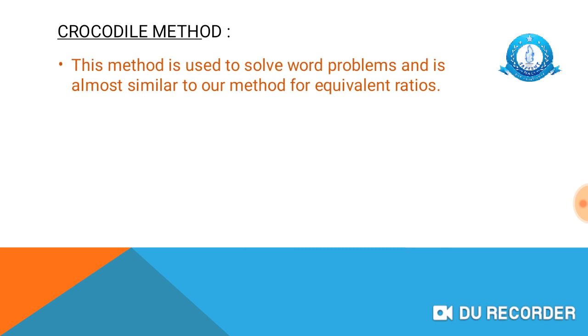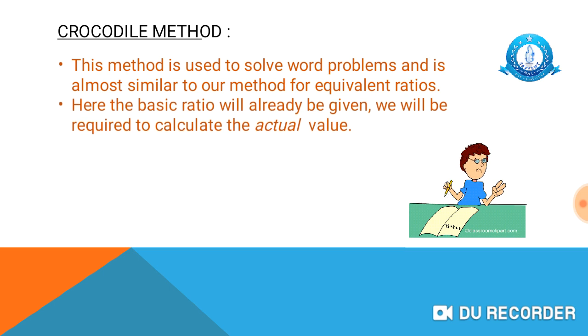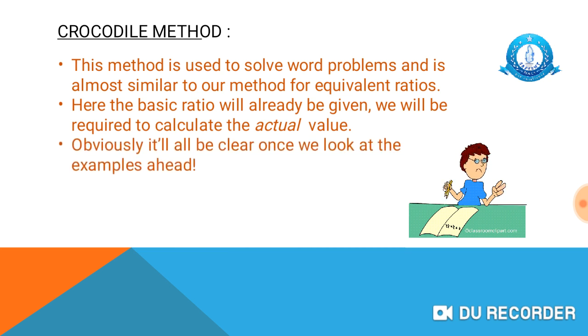Our last topic of discussion is the crocodile method. This method is used to solve word problems and is almost similar to our method for equivalent ratios. Over here, the basic ratio will already be given and we will be required to calculate the actual value of the things in question. Let's look at some examples ahead for better understanding.